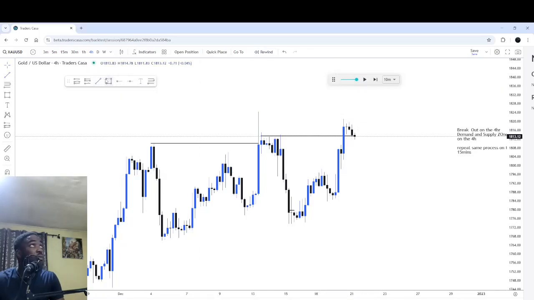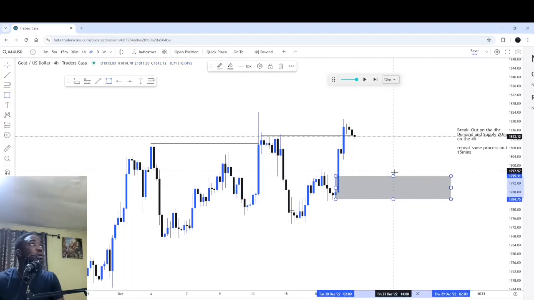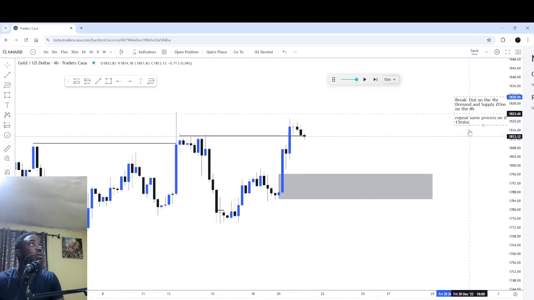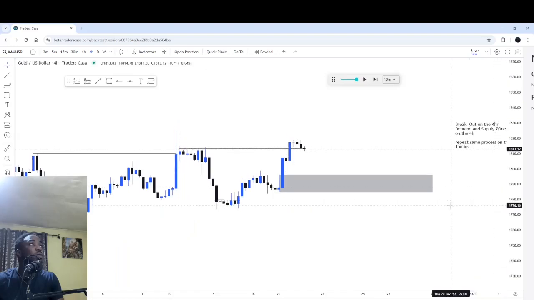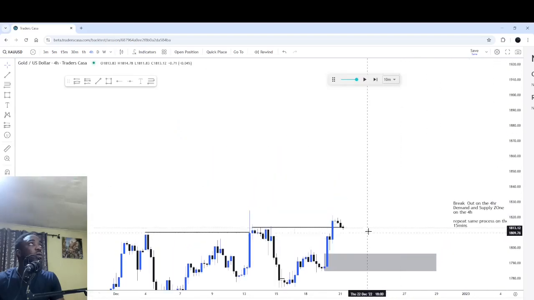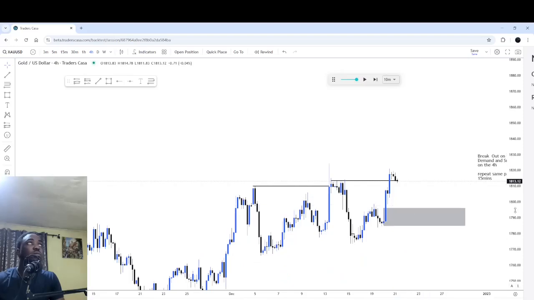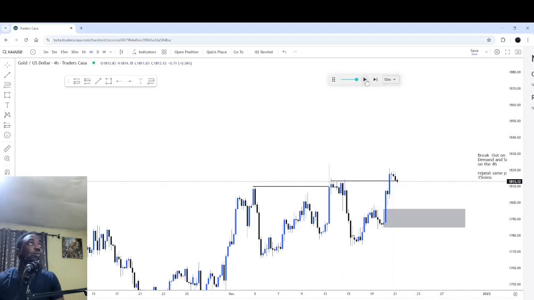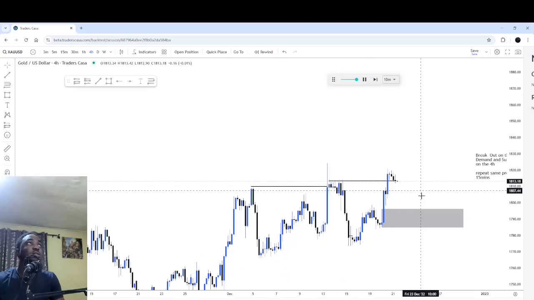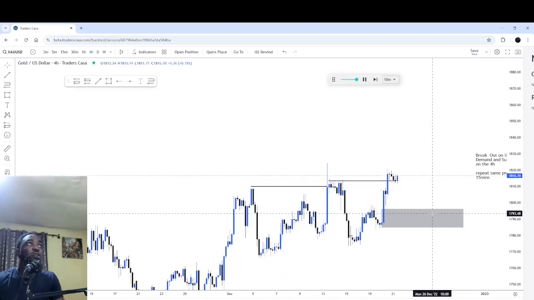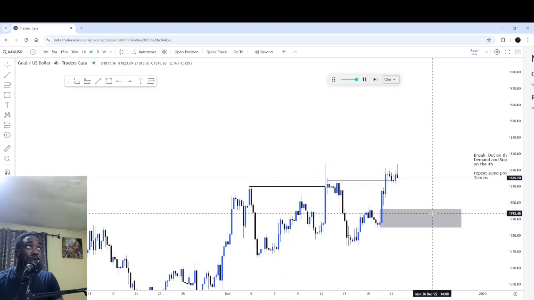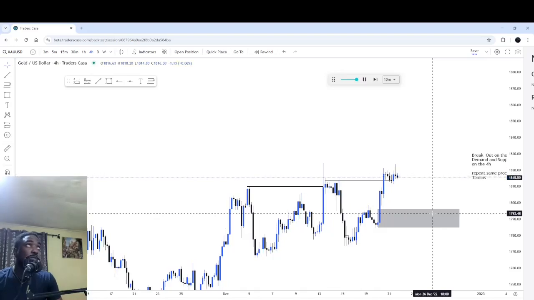There's the 4-hour. We'll use this one. We'll use this side. We are riding with the trend. So first of all, we need to see a touch. We need to see a touch on our demand zone before we descend to the smaller time frame.